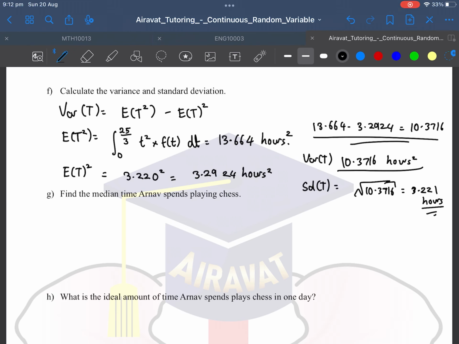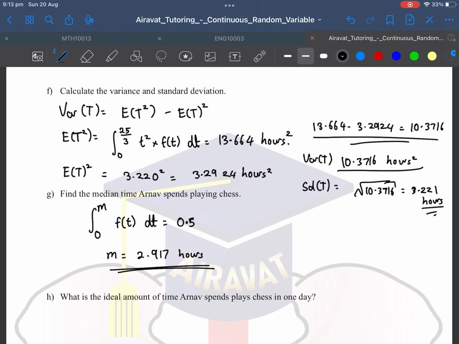And find the median time Arnav spends playing chess. Okay, this should be pretty simple. What's our lower bound? It's going to be 0. The upper is just going to be m because we are finding the median. The integral of f(t) dt equals 0.5. Now solving this on CAS would give you m equals 2.917 hours.